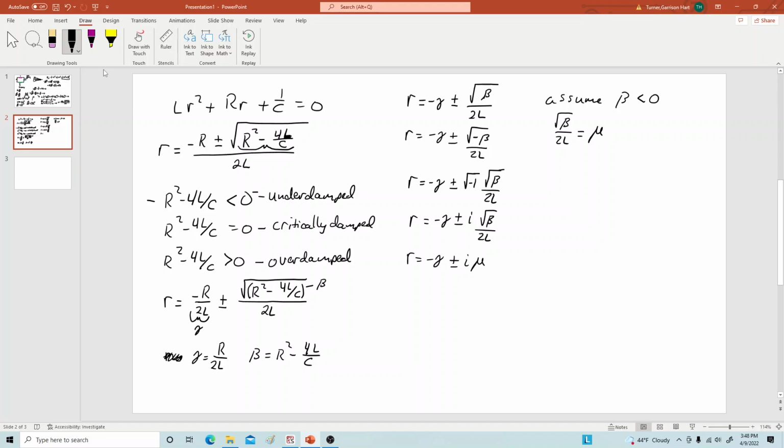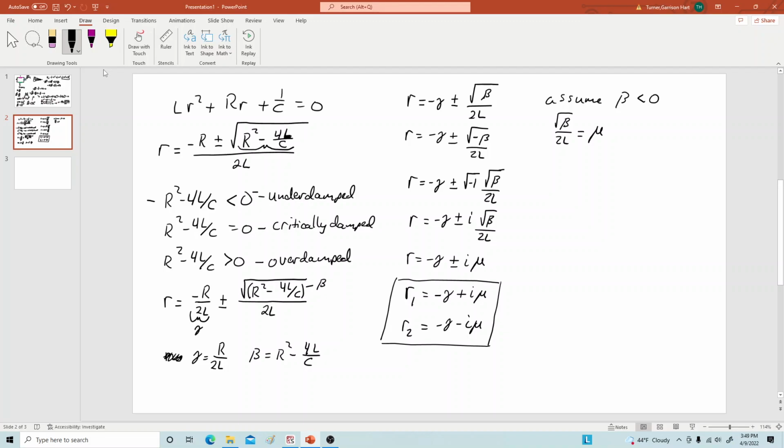Okay, so here are my roots. r1 is going to be written as negative gamma plus i mu, and r2 is going to be negative gamma minus i mu. So here are the two solutions for the eigenvalues.